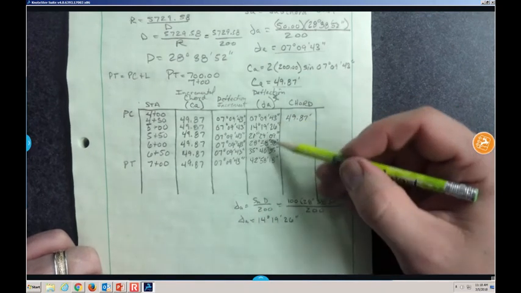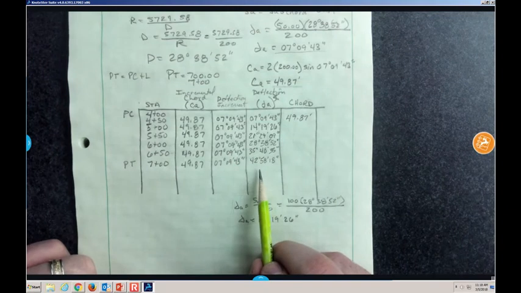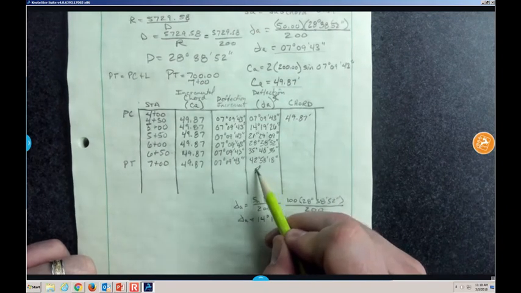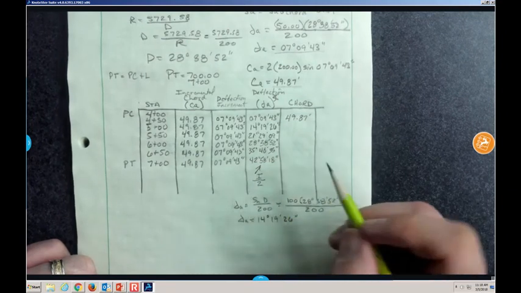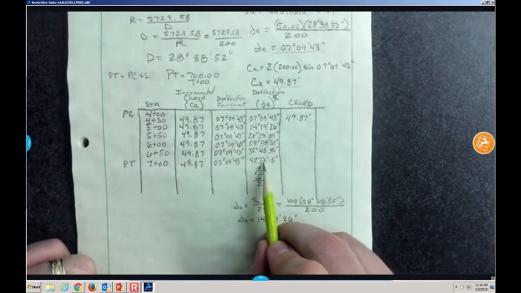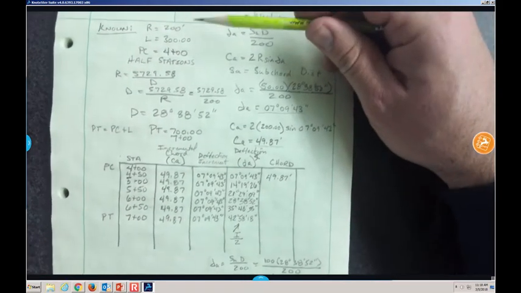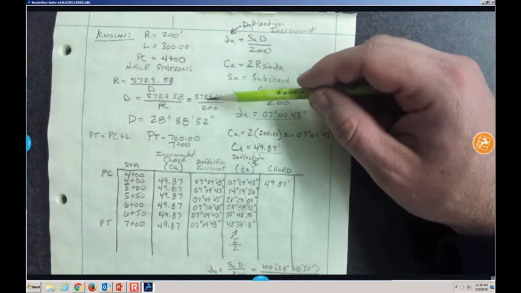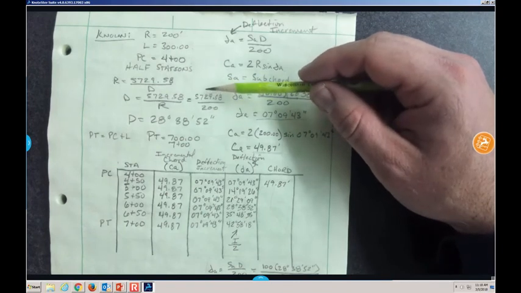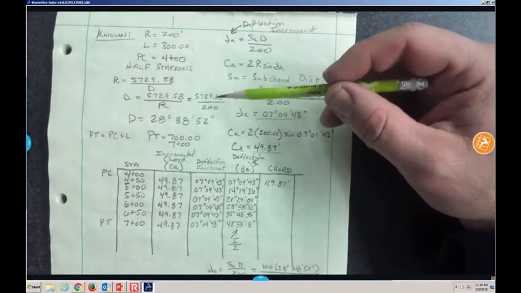All right, so we figured these all out. Well, remember I said we're going to have a check here pretty quick, right? So our check right here is that this number should be half of I. Well, were we given I up here anywhere? No, but we can calculate it, right? Because we have D and we have L. So we can figure out I.